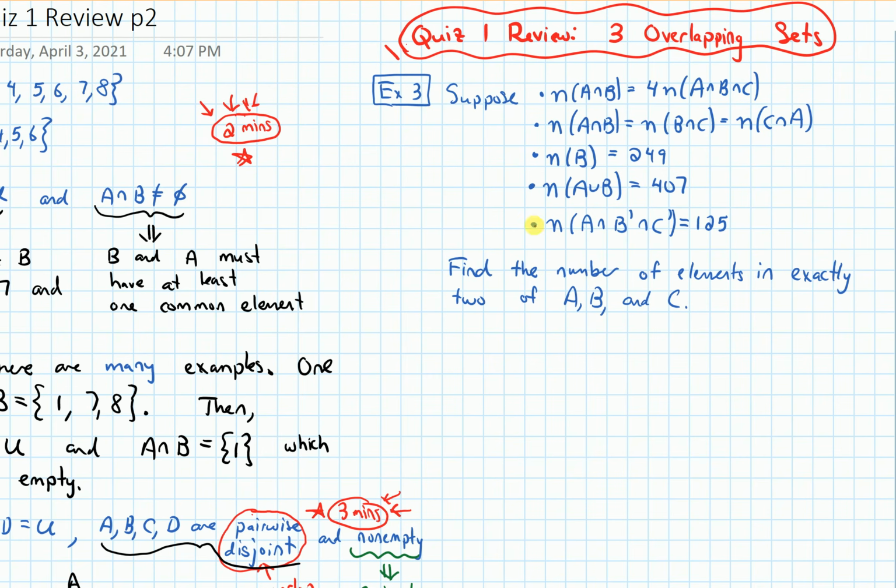And the last condition is the number of elements in A intersected with B complement intersected with C complement is 125. It then says find the number of elements in exactly 2 of A, B, and C.